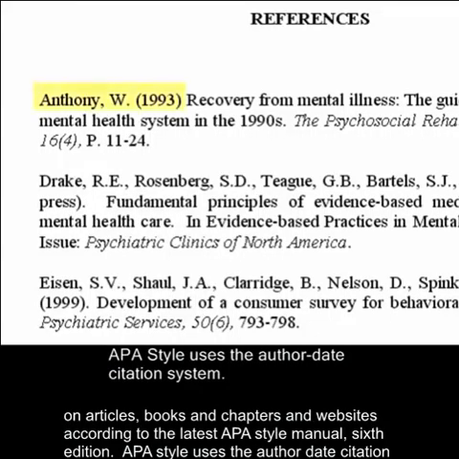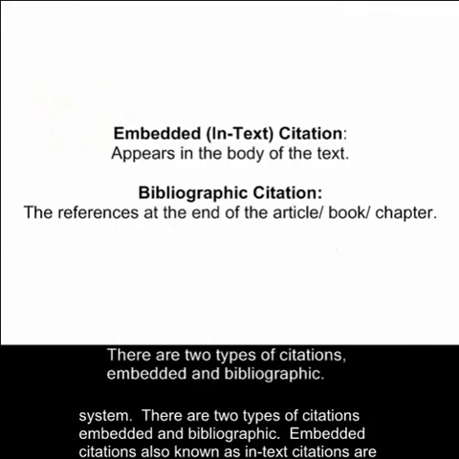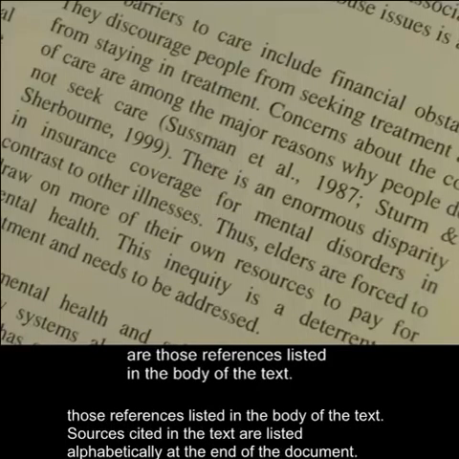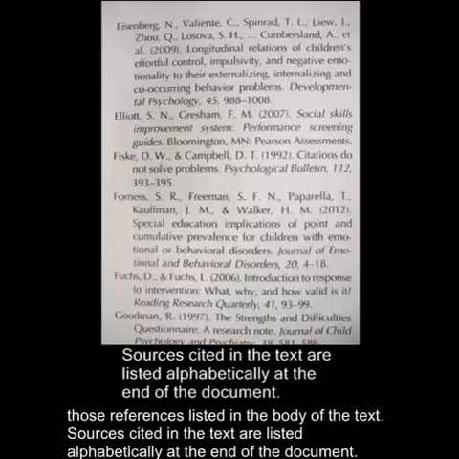APA Style uses the author-date citation system. There are two types of citations, embedded and bibliographic. Embedded citations, also known as in-text citations, are those references listed in the body of the text. Sources cited in the text are listed alphabetically at the end of the document.